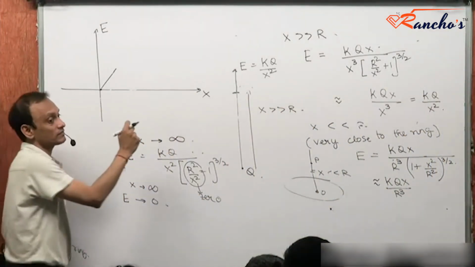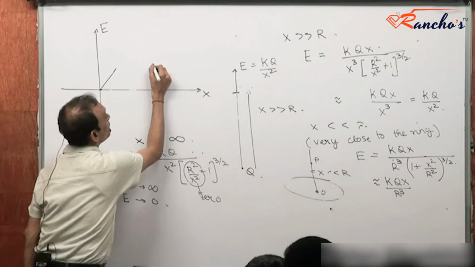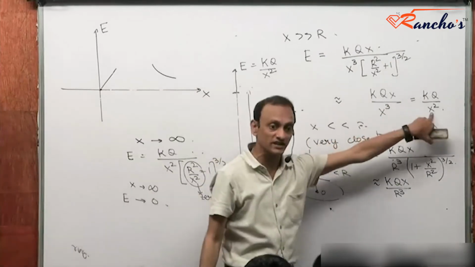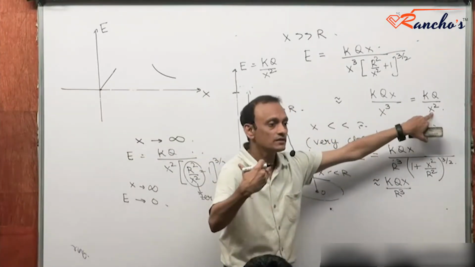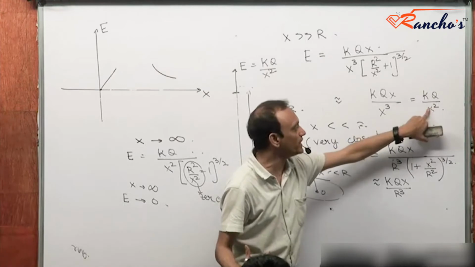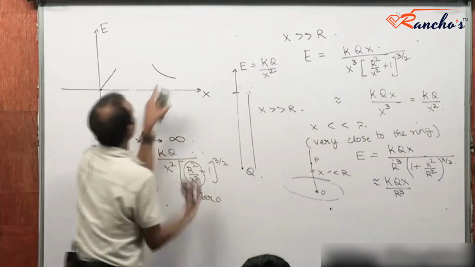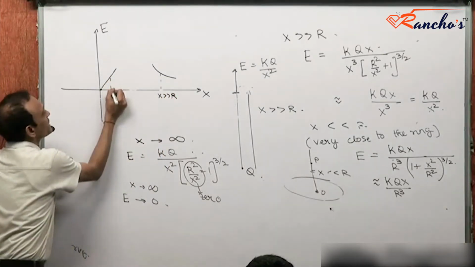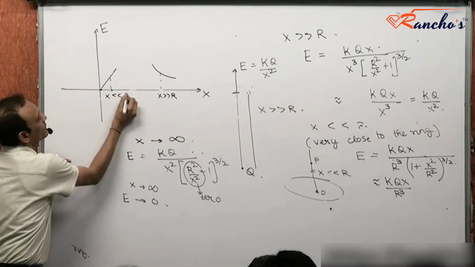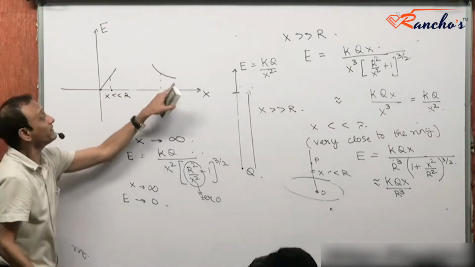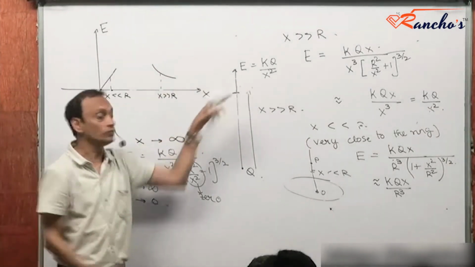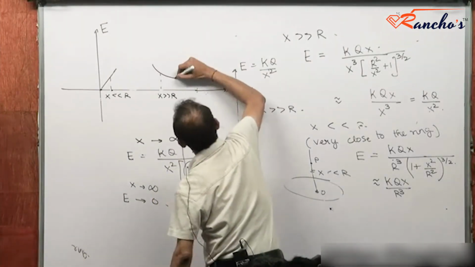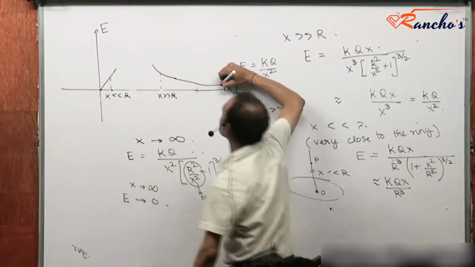This is not obvious, but when x was large compared to the radius, E was going like kQ by x squared. If x increased, E decreased. That happens when the x's selected were large compared to the radius of the ring. These x's were small compared to the radius of the ring. Yes or no? And then as x tends to infinity, E tends to 0.